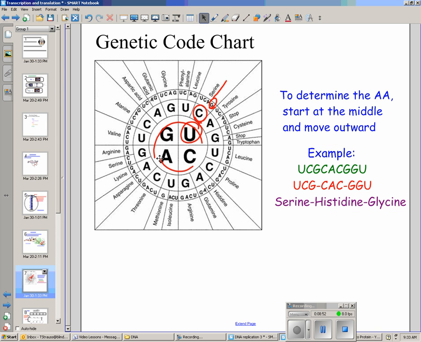Then CAC, start at C, and do this with me. The next one we go to is A, and then we find C. So we're going to get histidine. And then the third one, we start at G, and then we go to another G. So from G to G, and then a U. So we get glycine. And that's how we would figure out what the code is actually saying by those letters.